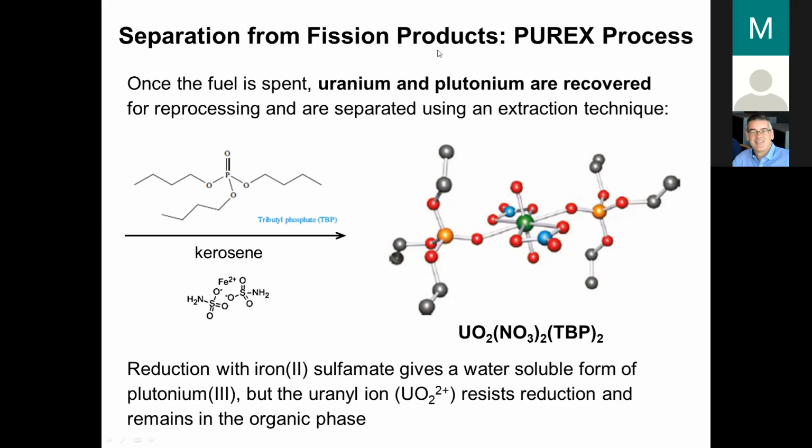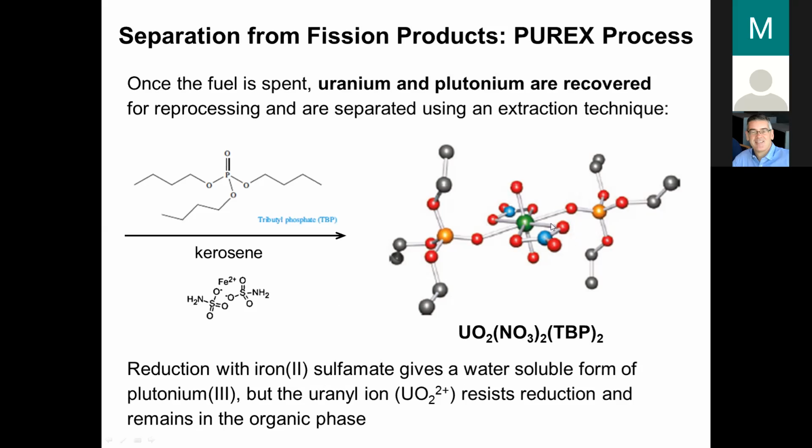But what is done in this extraction process is then, after both uranium oxide nitrate and thorium oxide nitrate are coordinated by 2 of these linkers, they still stay in the aqueous phase of the nitric acid solution. As the entire mixture is then reduced with iron 2 sulfamate, which is a moderately mild reducing agent, it can only reduce the plutonium, but not the uranium.